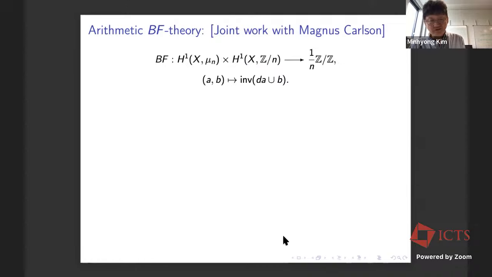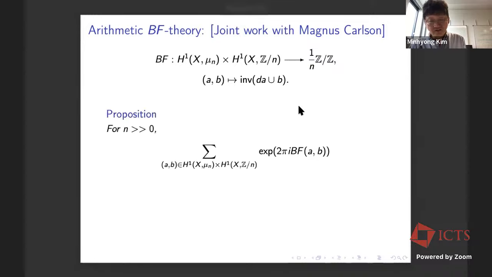Suppose you take the group scheme to be mu n, and then the dual will be Z mod n. There was this two-variable function that I defined earlier using the Bockstein operation. What happens when you do the sum over all a, b of exponential 2 pi i of this Z mod n valued element? So again, this is a sum of roots of unity. To simplify, I'm stating this only for n sufficiently large, although you can modify it for smaller n too. When you do this, you get a quantity like this.